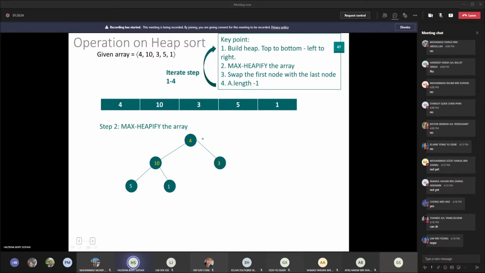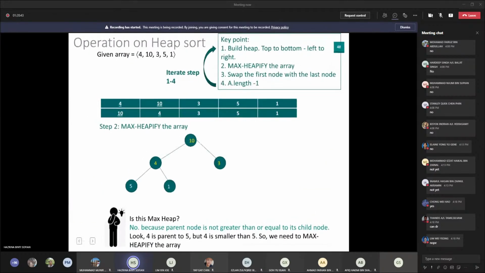10 is bigger than 4, right? Therefore, we need to swap 10 to 4. So now we have, here is max heap. But because of this, do you notice that this node is already violating the max heap condition? That is why, if you follow the algorithm, after they swap all on top, they will repeat the iteration. Now we have 3 and 7 in their correct position.